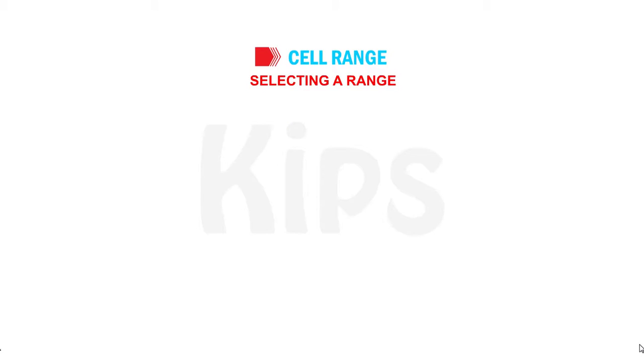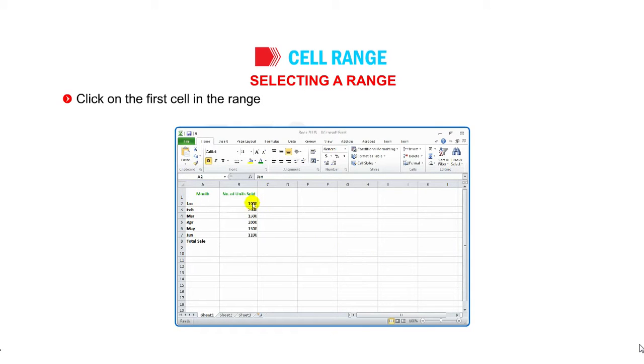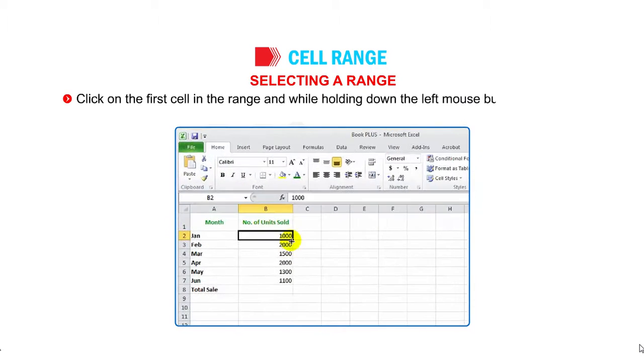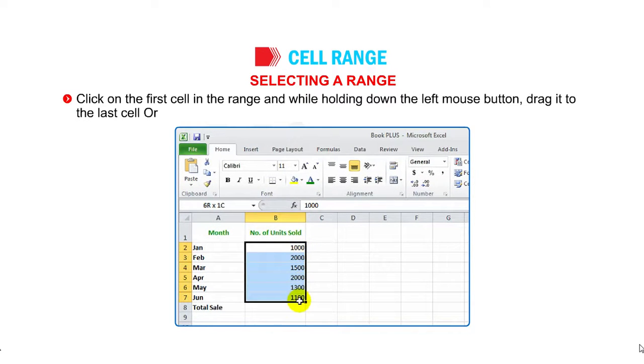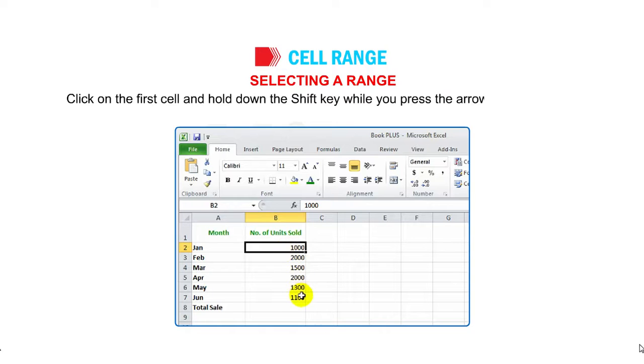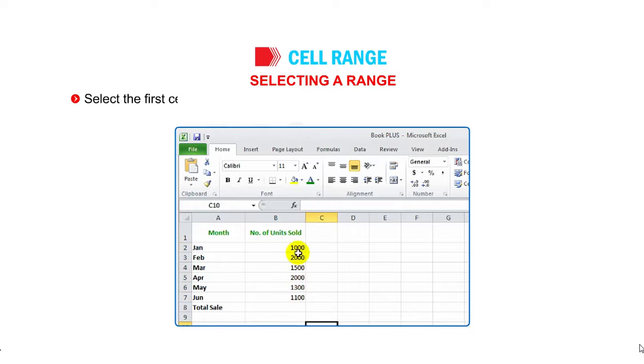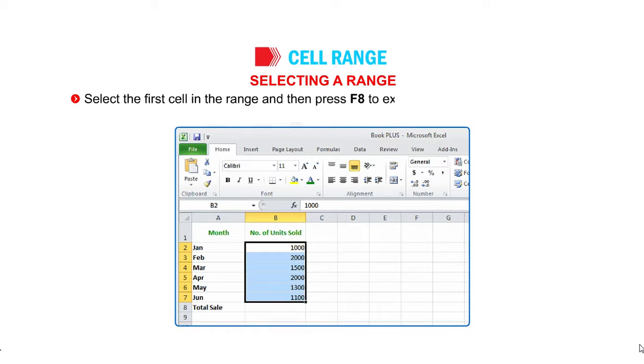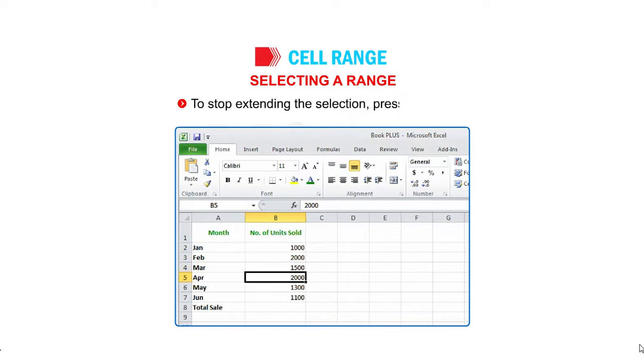Selecting a range. Click on the first cell in the range and while holding down the left mouse button, drag it to the last cell, or click on the first cell and hold down the Shift key while you press the arrow keys to extend the selection. Or select the first cell in the range and then press F8 to extend the selection by using the arrow keys. To stop extending the selection, press F8 again.